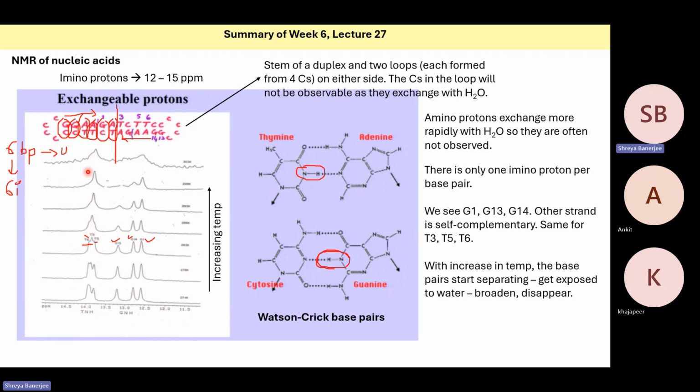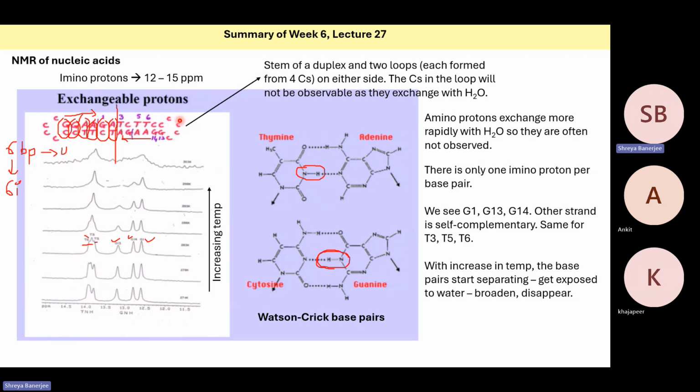But as you come to this temperature, which is higher, all the 3 peaks merge. So with increase in temperature, what happens is that the base pair starts to separate. As you increase the temperature, there is a melting of DNA, and adenine and thymine, the base pair starts to break up. As the base pair starts to break up, the iminoproton gets exposed to the solvent and starts exchanging with the solvent, and then the iminoproton peak will disappear.